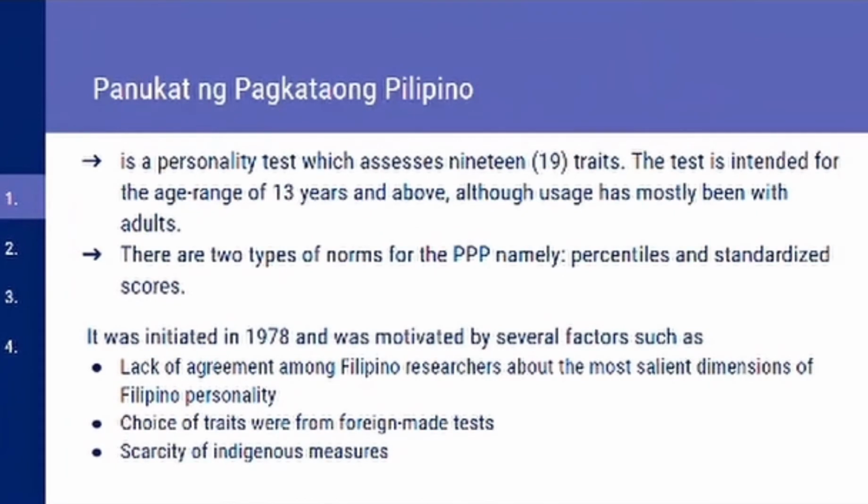So what is the Panukat ng Pagkataong Pilipino? The PPP is a personality test which assesses 19 traits. The test is intended for the age range of 13 years and above, although usage has mostly been with adults. So, yung PPP po, ginagamit siya to discover one's personality in terms of various Filipino personality clusters such as interpersonal relations, personal traits, and intelligence creativity.